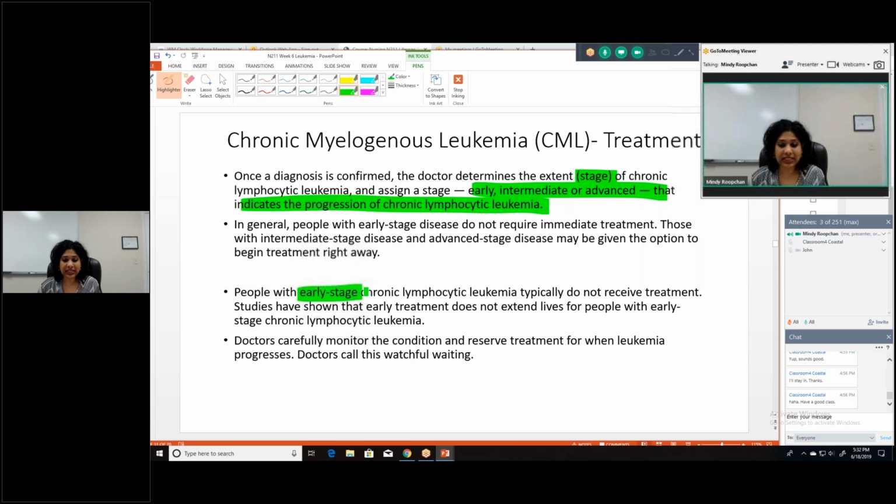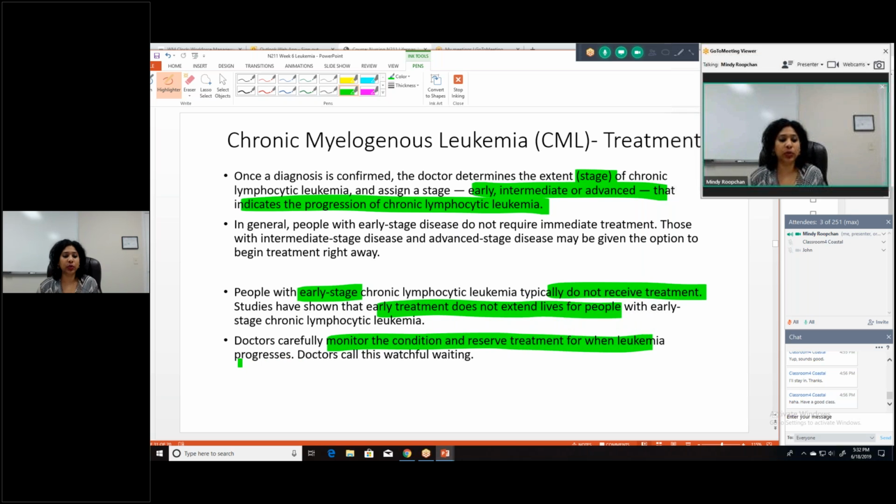People with early stage do not receive treatment. Studies have shown that early treatment does not extend the life for people that have CML, but doctors will carefully monitor the condition and reserve treatment for when the leukemia progresses. They call this watchful waiting, not just for leukemia, but they do it for other illnesses as well. So it's called watchful waiting.